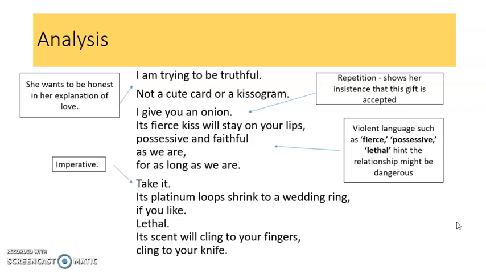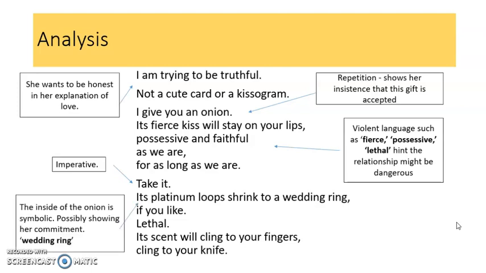Take it. So again, imperative verb used there. She's insisting that the person takes the onion from her, this present, this symbol of her love. Its platinum hoops shrink to a wedding ring, if you like.